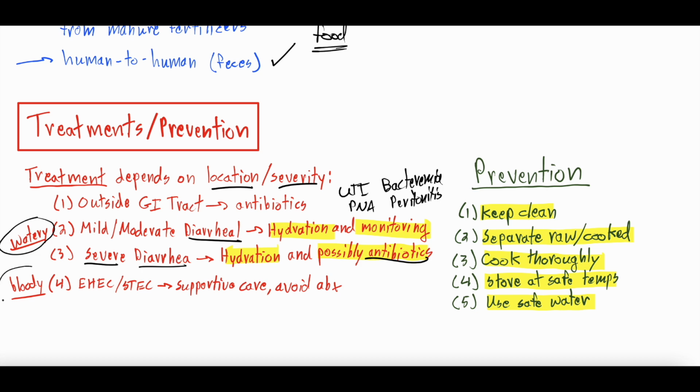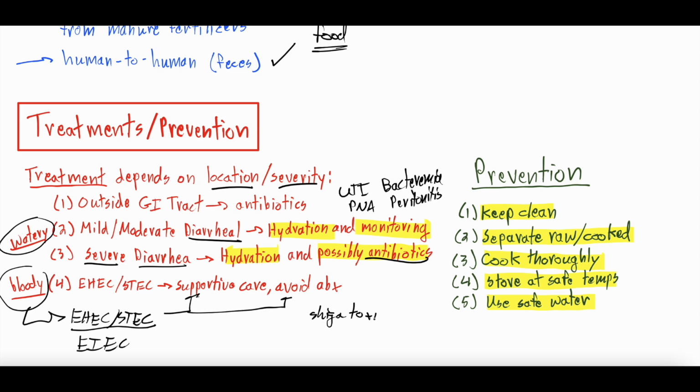If the bowel movements are bloody, though, this raises the risk for the EHEC or Shiga toxin producing E. coli, and sometimes entero-invasive E. coli can cause bloody diarrhea as well. If it is EHEC or STEC, it is supportive care and you want to avoid antibiotics. As we said, the Shiga toxin is what causes a lot of the very severe pathology from this strain.